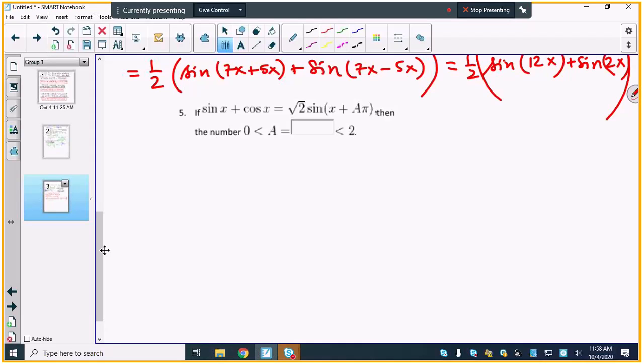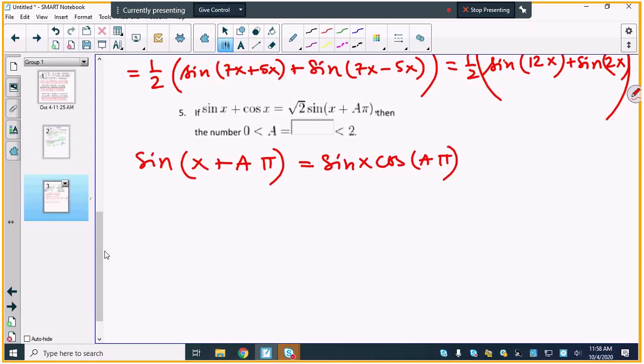So let's try to understand what that means. Think about just the formula sin(x plus a pi), just the way it appears. This is the form I need. But I know the addition formula for sine, so what is that? It is going to be sin x cos(a pi) plus cos x sin(a pi).